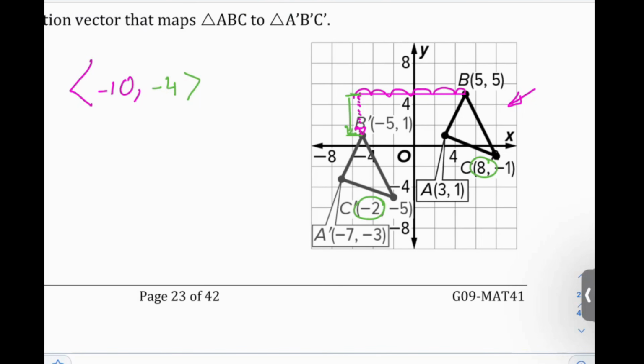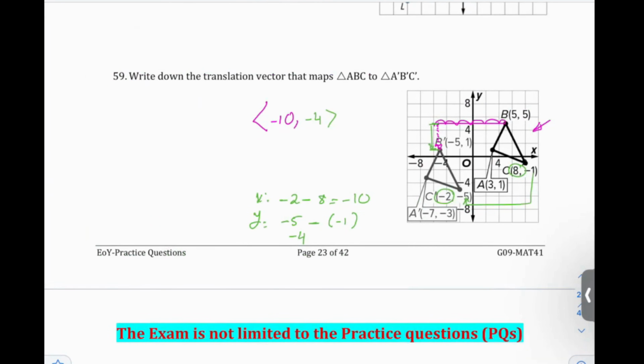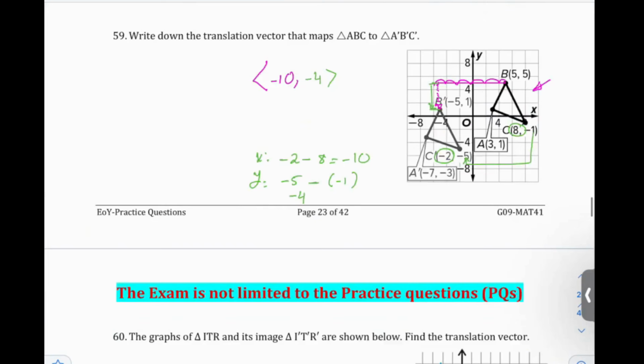From 8 to minus 2, what will happen? New minus old. So for the x, the new, minus 2, minus the old, which is 8, so it is minus 10. Let's say we are finding the y. For the y, the new is minus 5, minus the old is minus 1. So minus 5 plus 1 is minus 4. So we have the same result, the same vector.